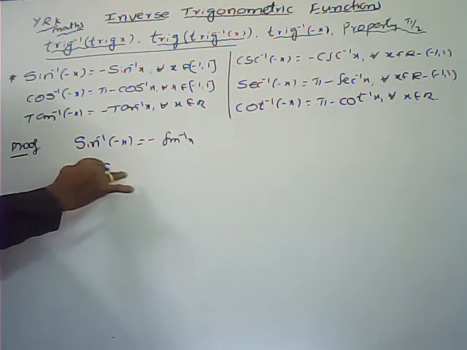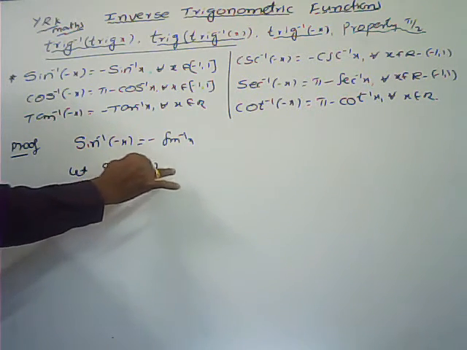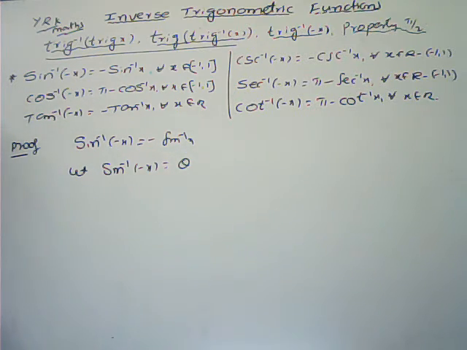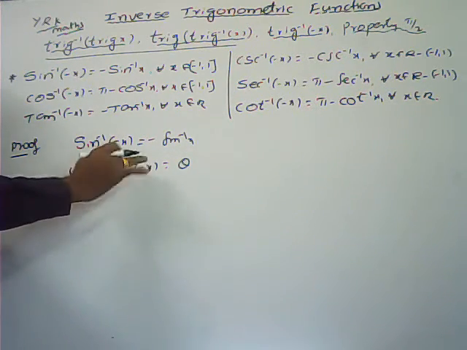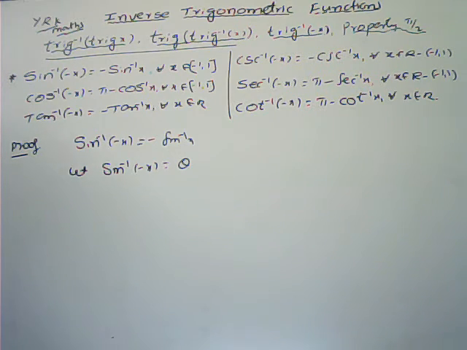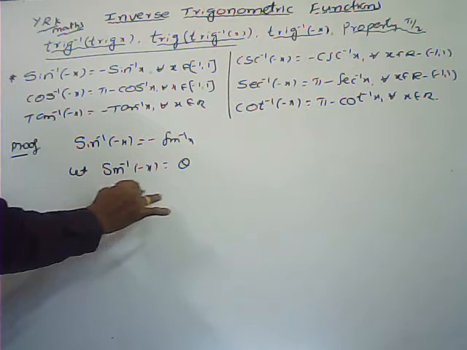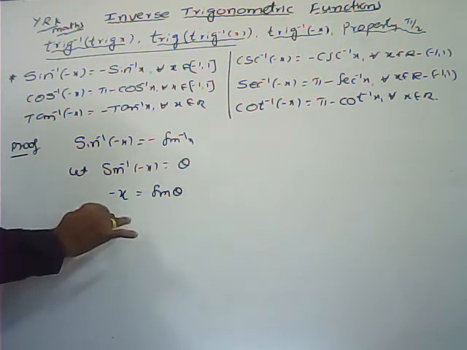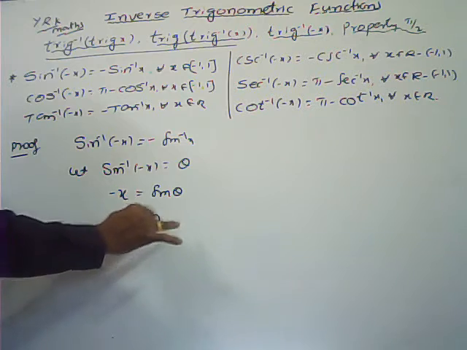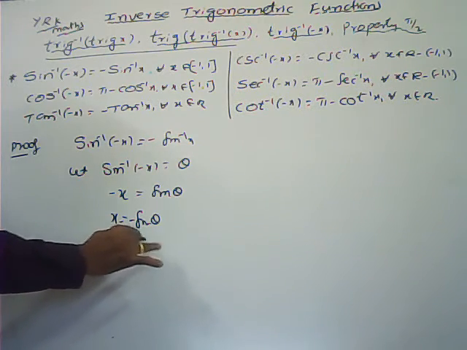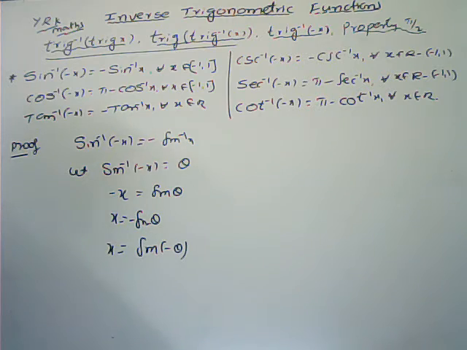Let sin inverse of minus x be theta. Here x belongs to [-1, 1], and at the same time minus x also belongs to [-1, 1]. Then theta belongs to [-pi/2, pi/2]. So here I can write minus x equals sin theta, so x equals minus sin theta, which we can write as sin of minus theta. Here x belongs to [-1, 1], theta belongs to [-pi/2, pi/2], and minus theta also belongs to [-pi/2, pi/2].